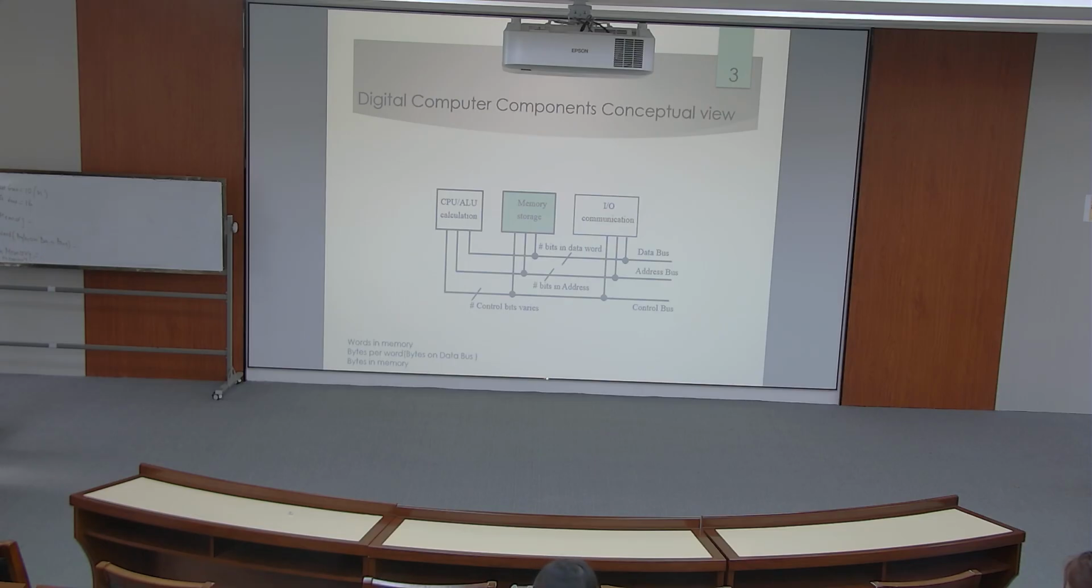So you have to solve this problem. We have the total number of bits in the address bus is 10 bits, and the total number of bits in the data bus is 16. Then I want you to find the number of words in memory, the number of bytes per word, and the number of bytes in memory. The last one is the number of bits in memory. You have 3 minutes.